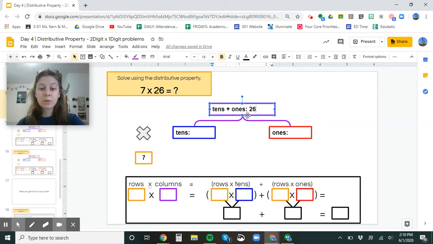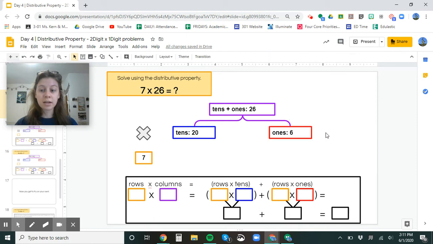Then we're going to decompose that number into tens and ones. So I have to think about, there's a 2 in the tens place here. If there's a 2 in the tens place, that means that number has a value of 20. Then I look in the ones place and I see there's a 6. So a 6 in the ones place has a value of 6. So I'm going to write a 6 in my ones box.